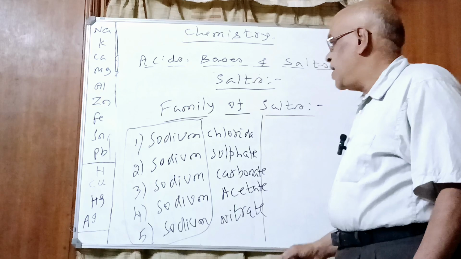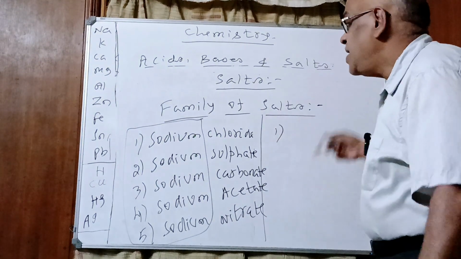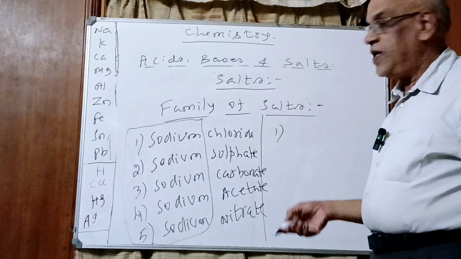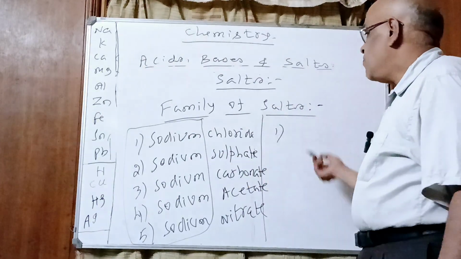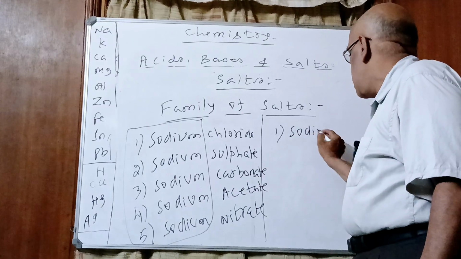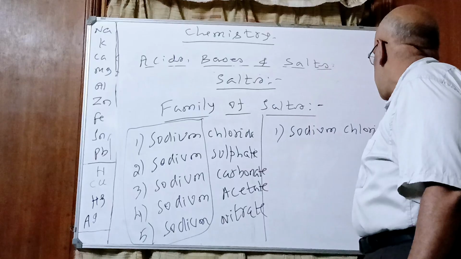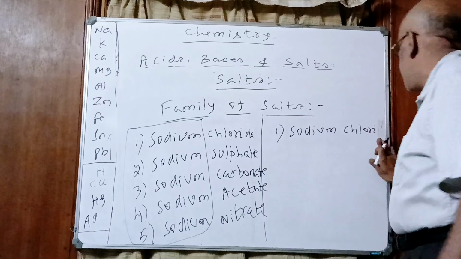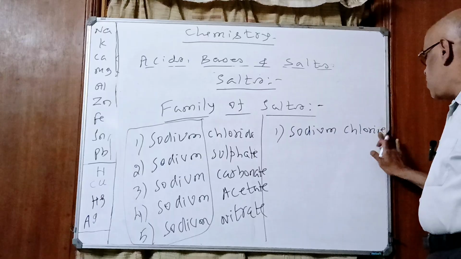Yes or no, children? Come to the second part. What is that? Anions are the same, cations are different. Here, anions are different, cations are the same. Next family of salts, come here. Sodium chloride. Sodium chloride, children. So, what is common here?